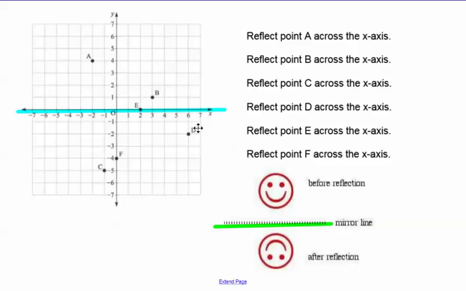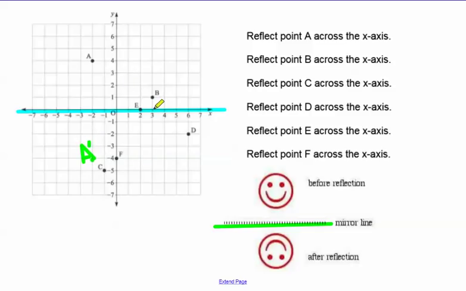If B is over here, it's going to be on the other side. Anything that's on this side will be on this side. It's going to be on both sides of your highlighter. Okay, so let's go ahead and do A. A is 4 away, so we're going to make it 4 away on the other side of the x-axis.